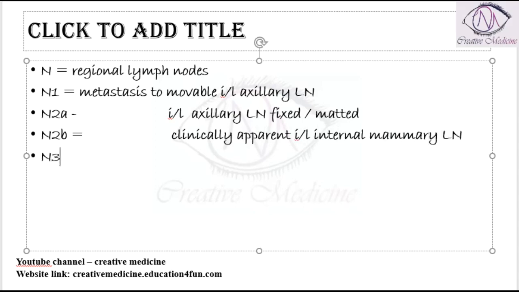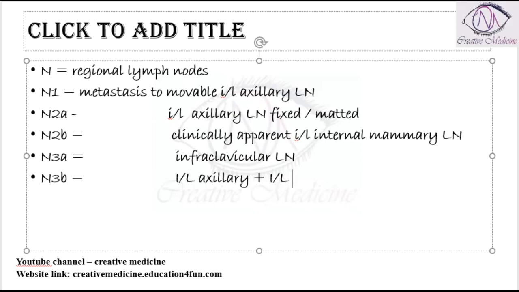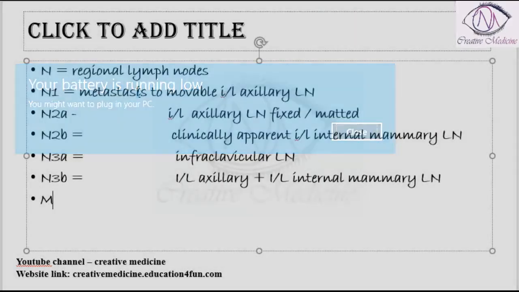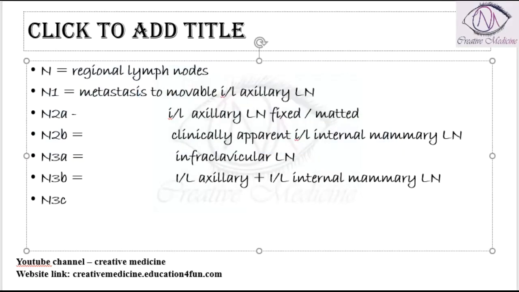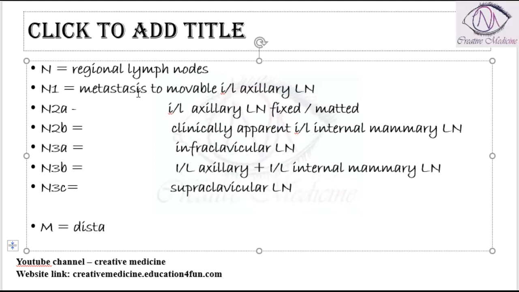Then we have N3A. In N3A, metastasis is seen to infraclavicular lymph nodes, whereas in N3B, there is metastasis to both ipsilateral axillary lymph nodes plus ipsilateral internal mammary lymph nodes. Then we have N3C. In N3C, there is involvement or metastasis to supraclavicular lymph nodes. So these are about regional lymph node metastasis. Then we have M. In M, distant metastasis is seen.